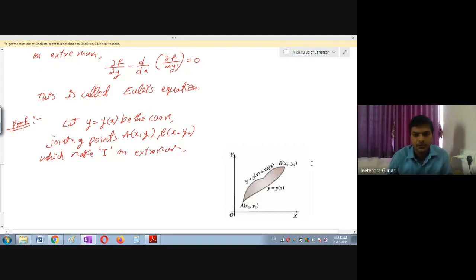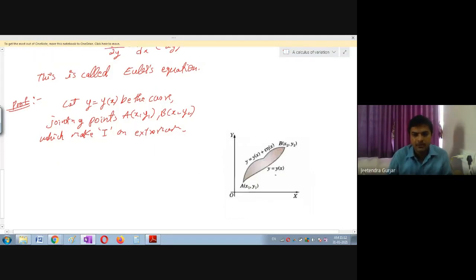Now as I told you, from A to B we have one curve, that is y is equal to f of x, which is the length, right? And we have another curve, that is this curve. We have y is equal to y of x plus epsilon nu of x. So we'll describe this curve also. Again we'll take, let y is equal to y of x plus epsilon nu of x be again the curve, same things.